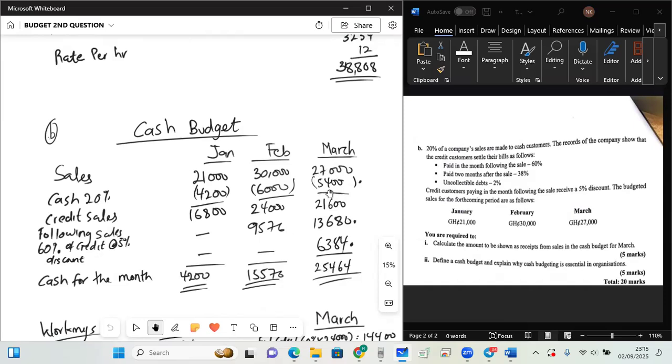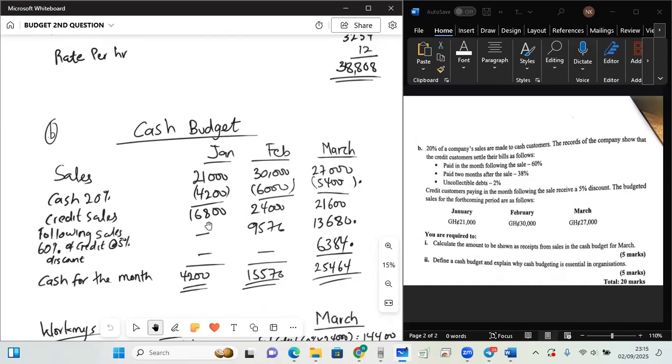I had 5,400, 6,000, and then 4,200 respectively. Now, when we subtract, we are going to get the credit sales available. So credit sales for January is 168,000. Credit sales for February is 24,000. Credit sales for March is 21,600.